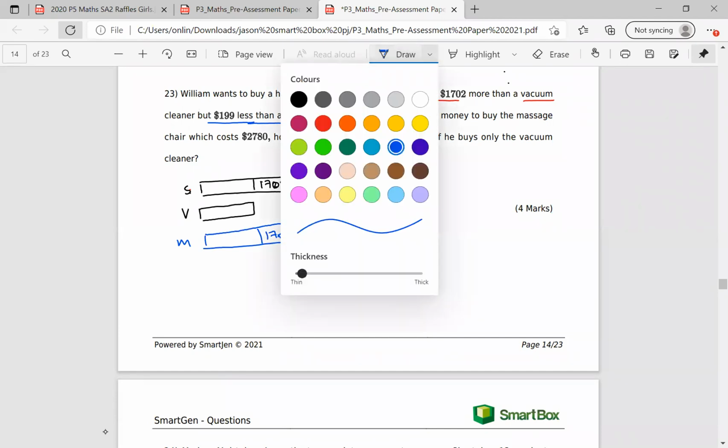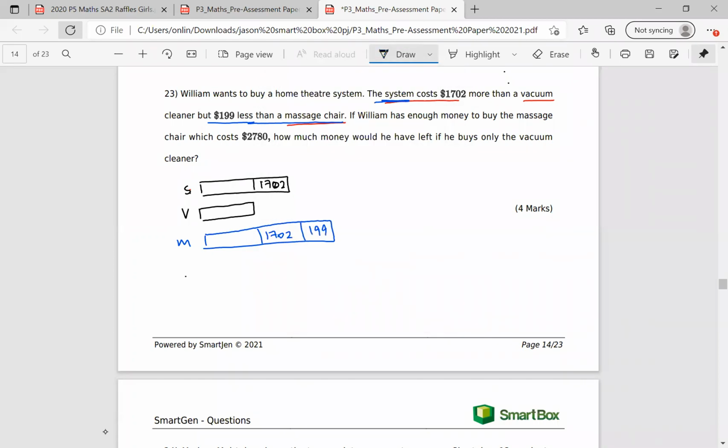And that's why they cannot continue the question, or they cannot start the question correctly. Will I have enough money to buy the massage chair, which costs, now they are giving us, say that the massage chair here is equals to 2,780. So in other words, I can find my 1 unit here already because all these here are common units.